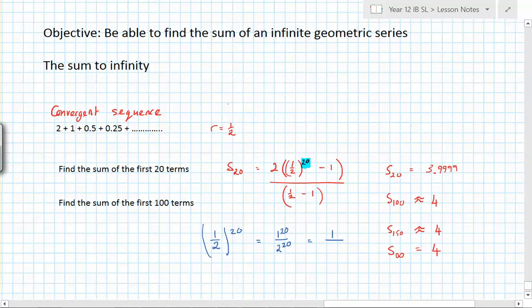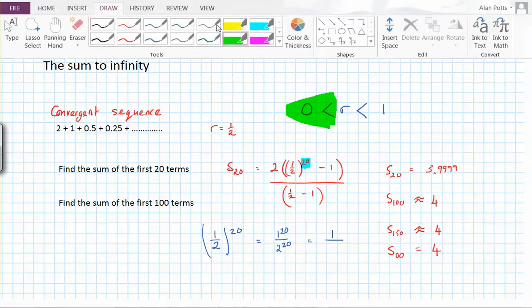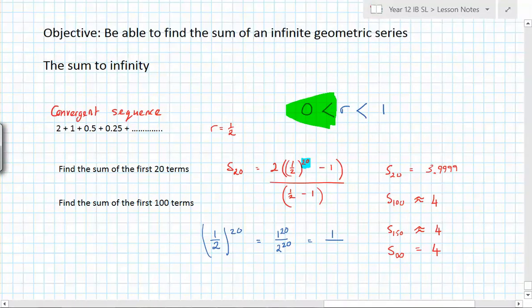Now, a convergent sequence only happens when r is less than 1, greater than 0. Right, now I've got a question mark here. This greater than 0 bit. What happens if r is a negative fraction? Will it still work?